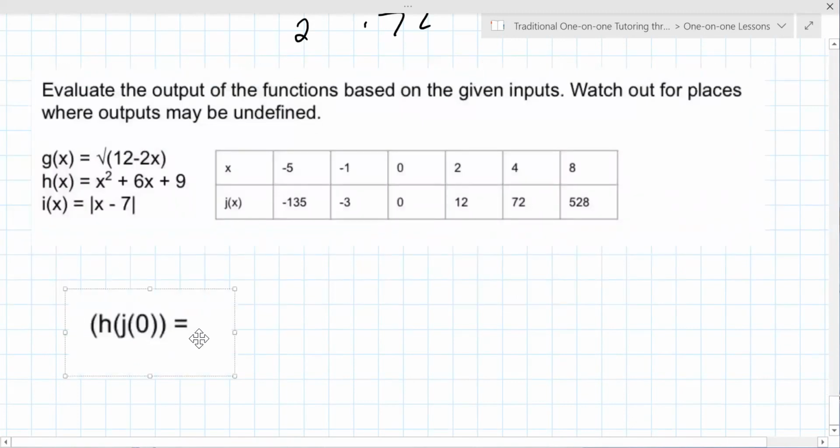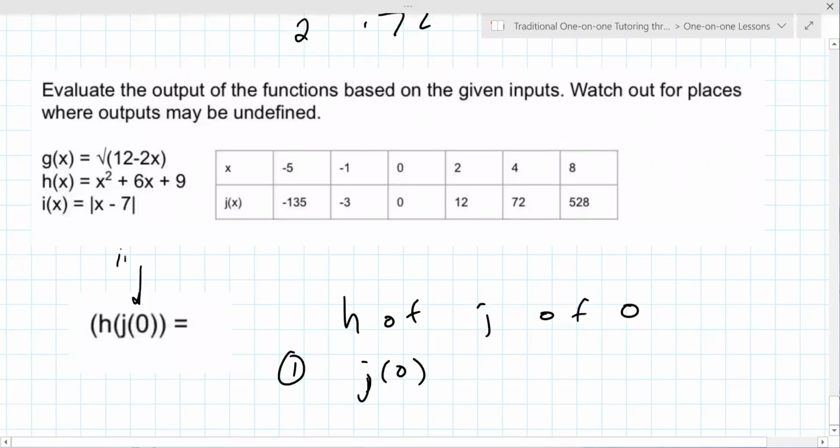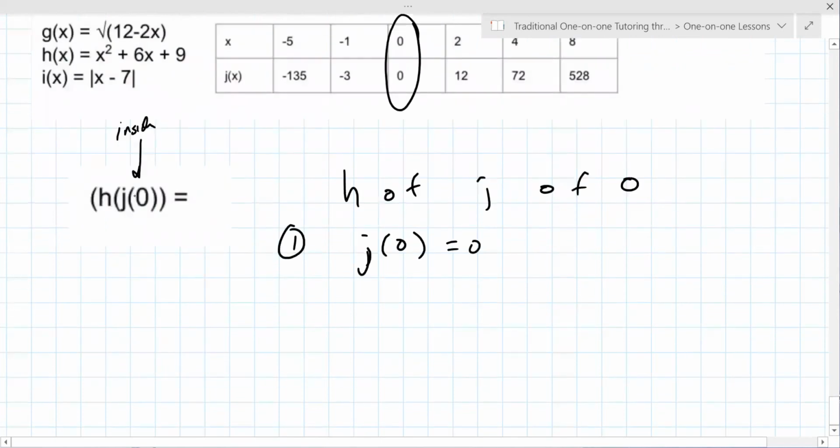This one is h of j of 0. h of j of 0. It means first find j of 0. That's the inside one. So what is j of 0? Here's j in the table. It's 0. So now instead of j of 0, it becomes h of 0 because that replaces it. So h of 0 is this one here.